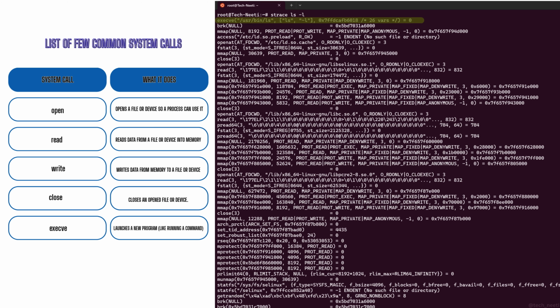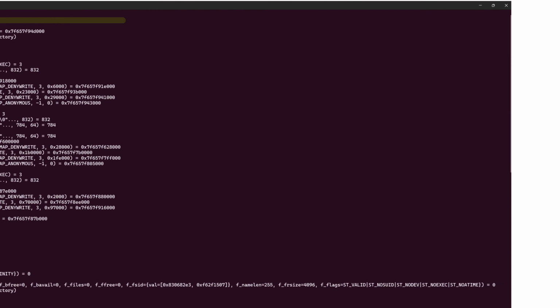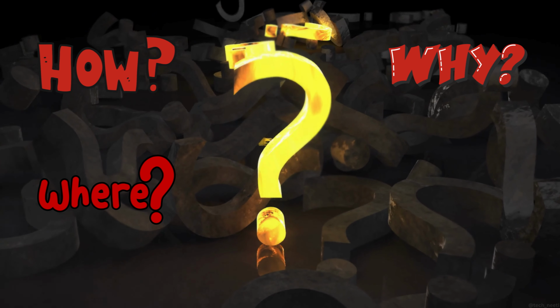Here, execve is a system call. Its job is to launch a program. In this case, our shell is asking the kernel to run the ls command by giving its full path. Remember, all system calls have a specific job. I always believe in three questions: how, why, and where.